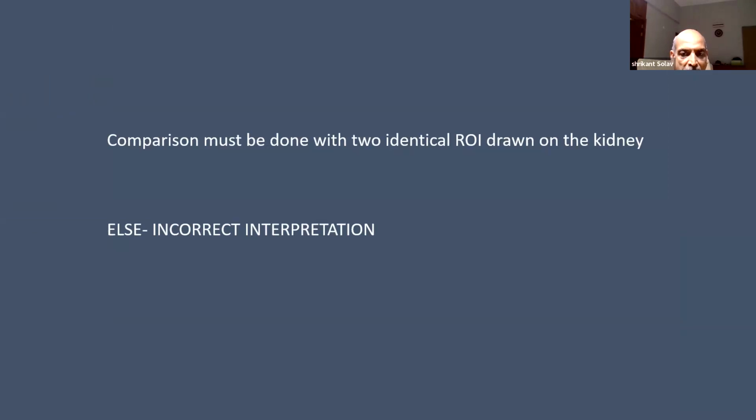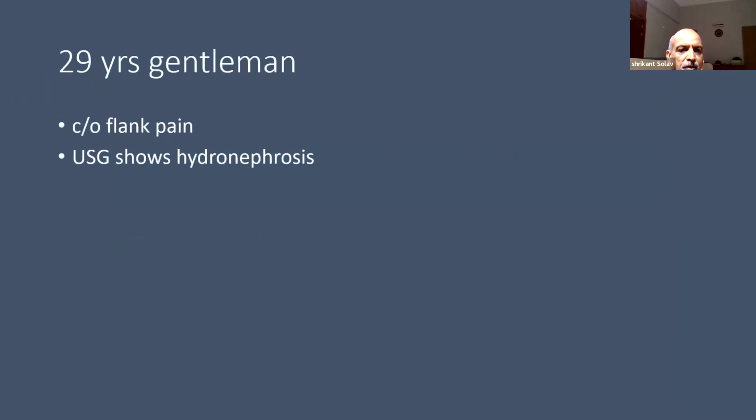So that's the fallacy of a renal scan, that if I, as a technologist, do not draw a proper ROI, I may land up overestimating the function of the kidney. So that's an important fallacy of a renal scan. So you must draw ROIs which are identical while interpreting, and avoid incorrect ones.